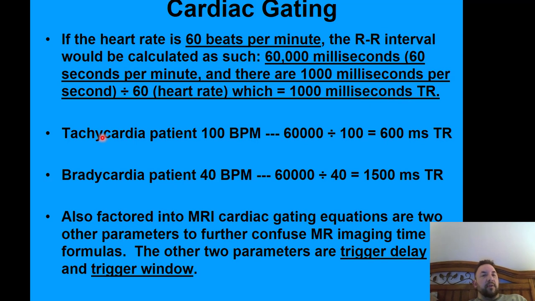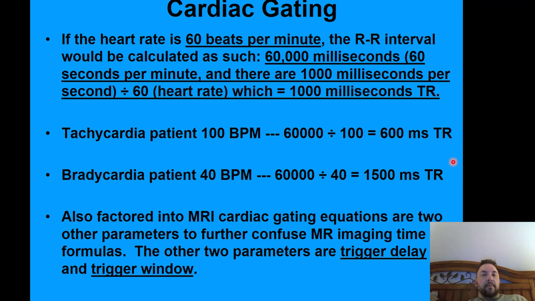Our patient with tachycardia, really fast heart rate, it's 100 beats per minute. So 60,000 divided by 100 equals 600 milliseconds TR. Patient with a really slow heart rate, 40 beats per minute. 60,000 divided by 40, 1,500 milliseconds TR. So the question I have for you, which patient, bradycardic or tachycardic, is the most difficult to achieve T1 weighting? Obviously the patient with the longer TR, so that's bradycardia patients. More difficult to achieve T1 weighting than to break them up into multiple packages.